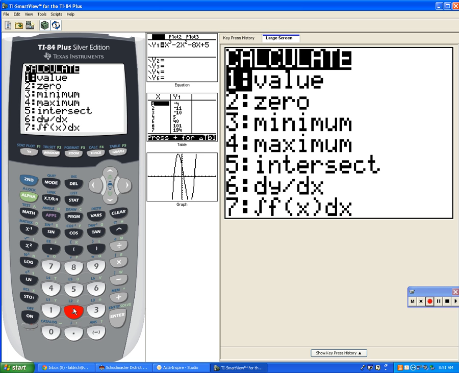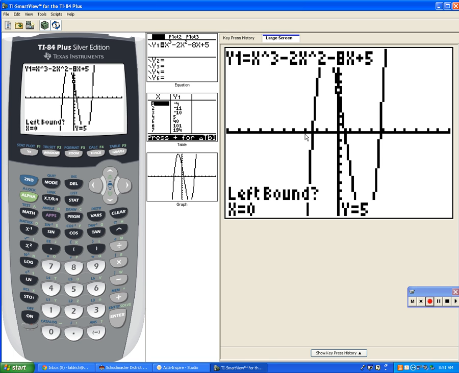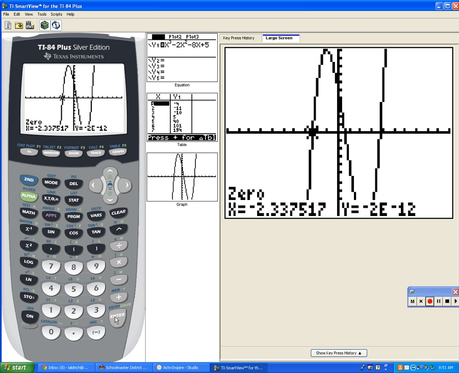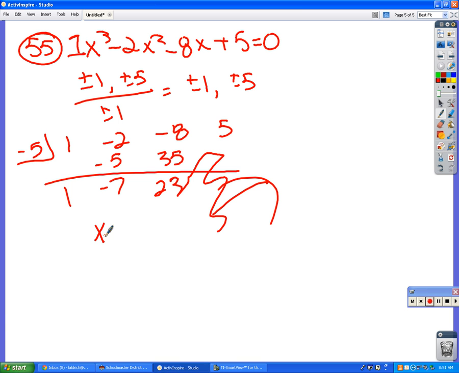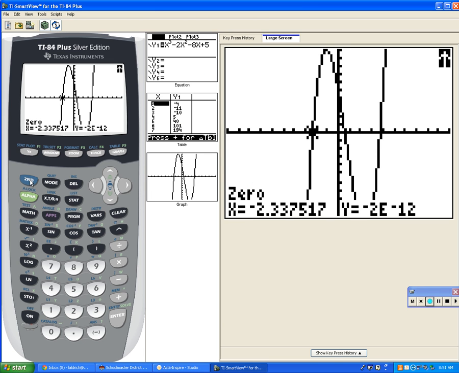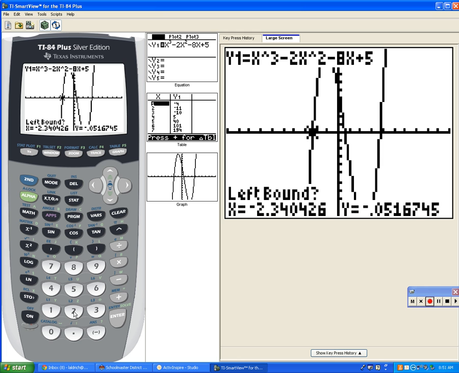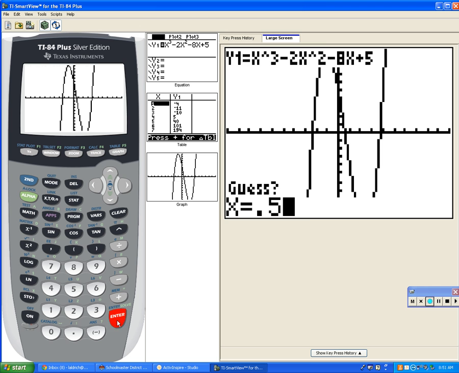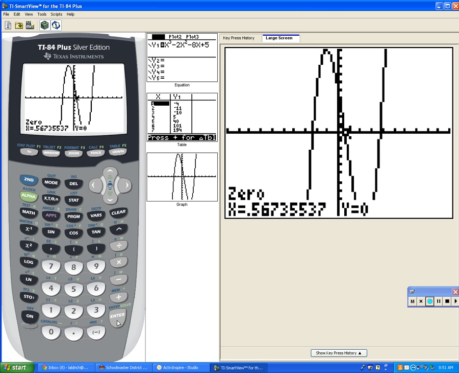Second calc 0. Left of this, I'm going to go -3. To the right is -2, and I'll guess -2.5. So that's -2.338. So that's one of them. And I just play again. Second calc 0. To the left is 0. To the right is 1. I'm going to guess a half. 0.567.